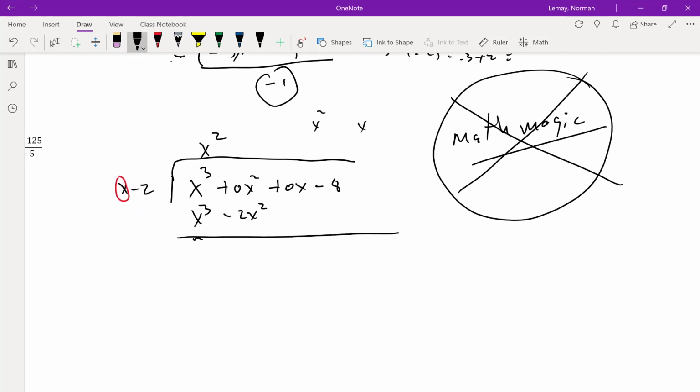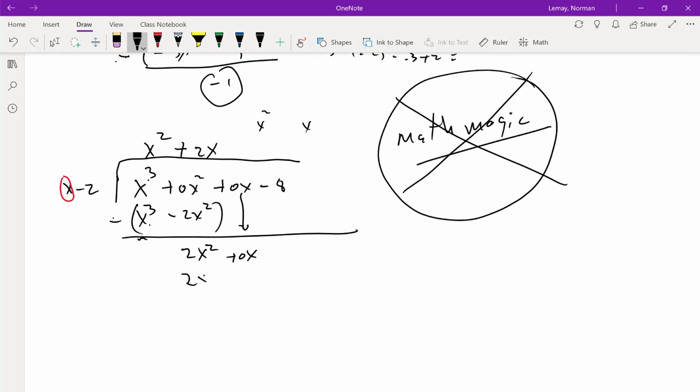So now notice we have to subtract, so we go minus all of this, so x cubed minus x cubed is gone. So 0x squared minus a negative 2x squared, so this becomes plus, so we get 2x squared, and we'll bring this guy on down, plus 0x. So again, we repeat the process. So what do we multiply this x by to get the 2x squared? So notice we get plus 2x. So 2x times x is 2x squared. And then 2x times this, so we get minus 4x.